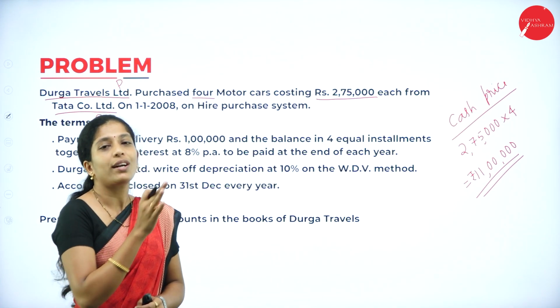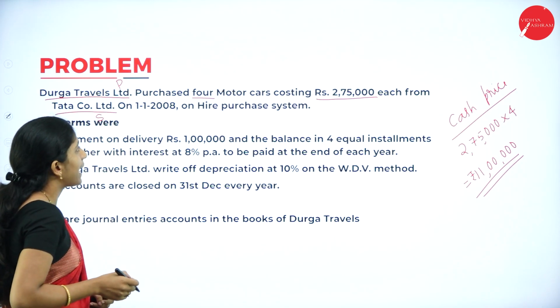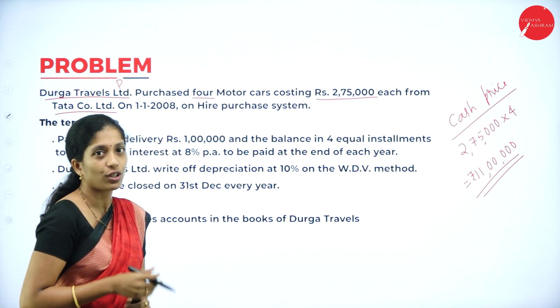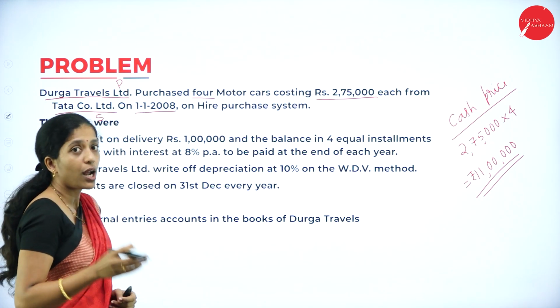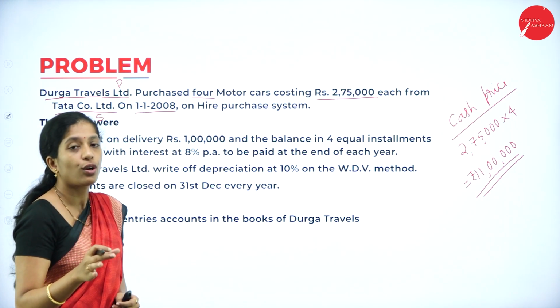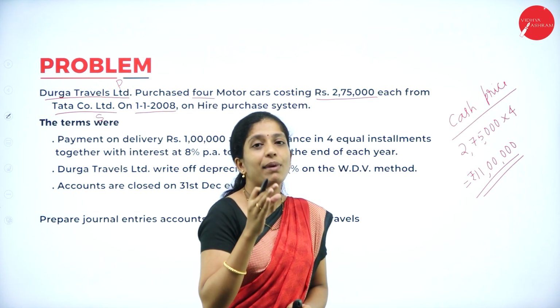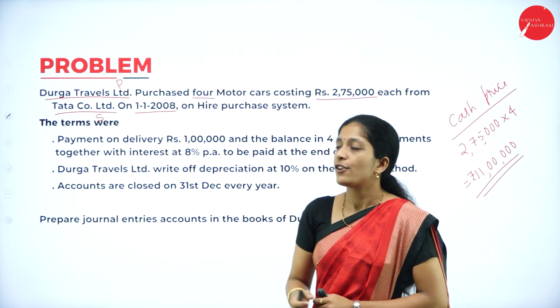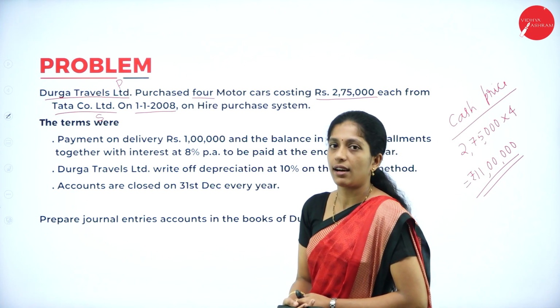Now, let us see what agreement they have made. On 1/1/2008, on hire purchase system. So on which date did they purchase? On 1/1/2008. You have to be careful with the date also, because under the hire purchase system, the rest of the payment will be made in the form of installments. So you have to know the date also. Now, let us see what the terms are.